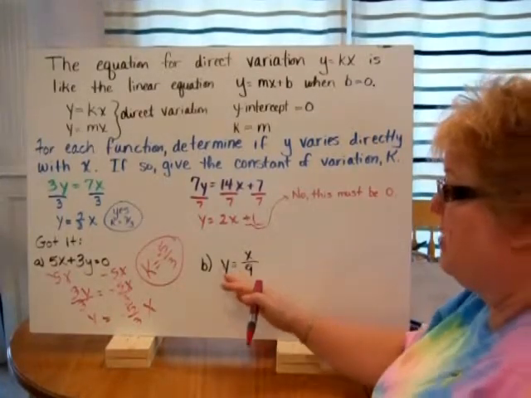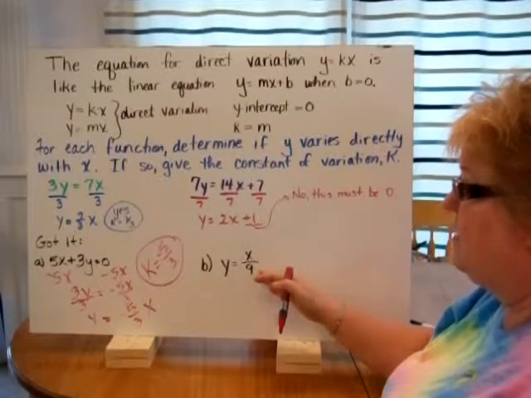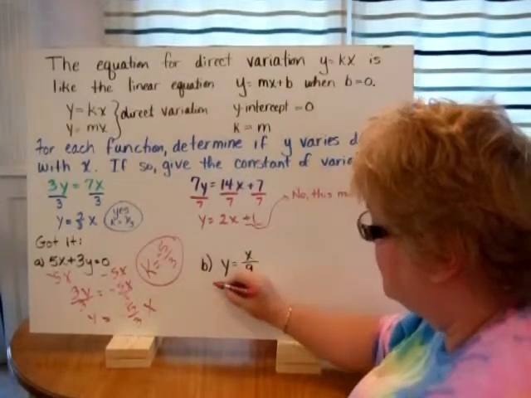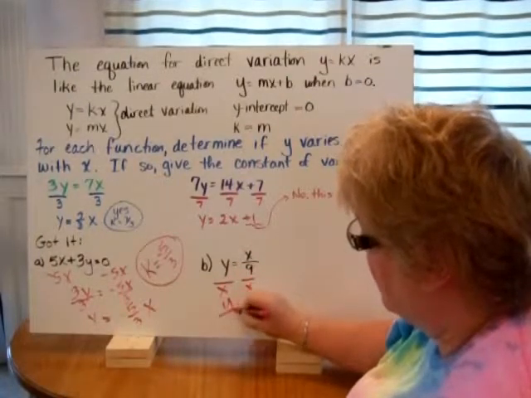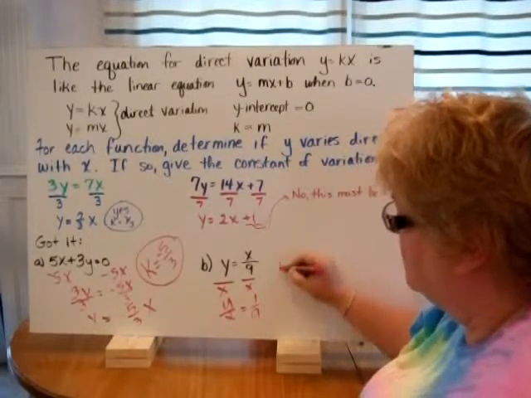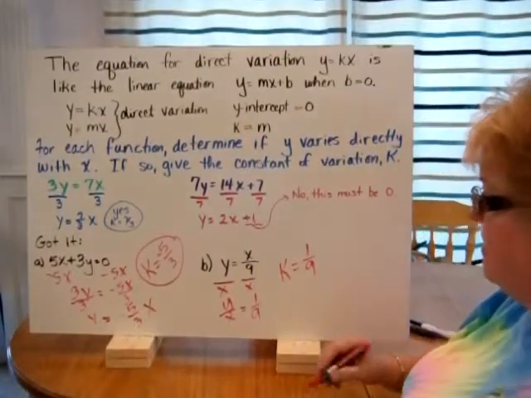This next problem is already in the form of y equals x over 9, but we need to find the constant of variation. So if we divide both sides by x, we get y over x equals 1/9. So we know that our constant of variation is 1/9.